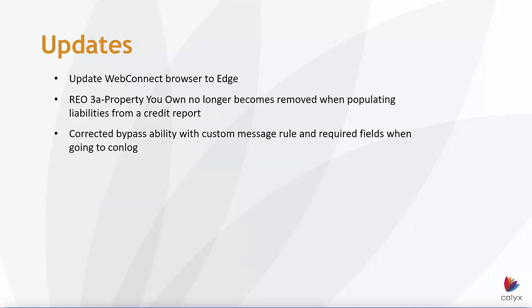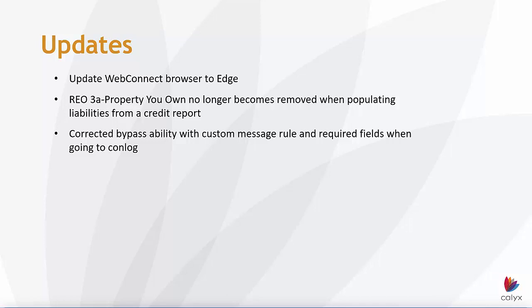Other updates that we had in this release is we have now updated all of our WebConnect interfaces to Edge from Internet Explorer, so those will now open up and have been updated. We've also updated the issue there was with the REO. There was an issue with the property not populating the liabilities from the credit, so now that has been fixed in this 10.9 release. We have also corrected the ability for users to bypass custom message rules or required fields by going to the con log. So that is now fixed as well.